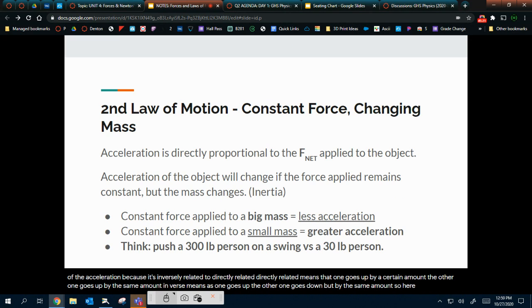So here, this is basically just stating it all again. Acceleration is directly proportional to net force, inversely proportional to the mass. So again, if you're putting a 300-pound person on a swing versus pushing a 30-pound person, it's going to be easier to push the 30-pound person, right? Because they have less mass, so therefore they will get more acceleration.